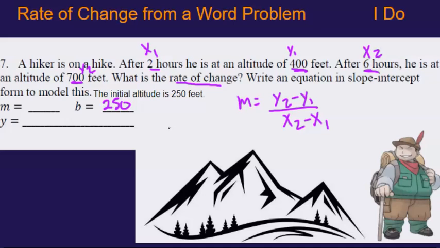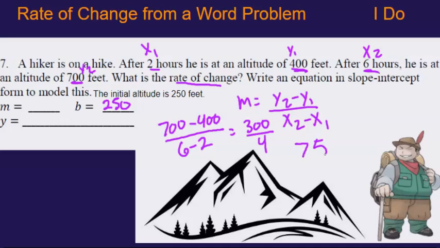Let's plug those in. So I have 700 minus 400 all over 6 minus 2. That's 300 over 4. If we divide those, we get 75. So your slope is 75.